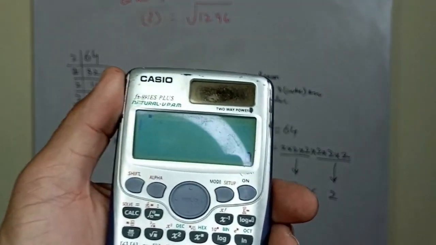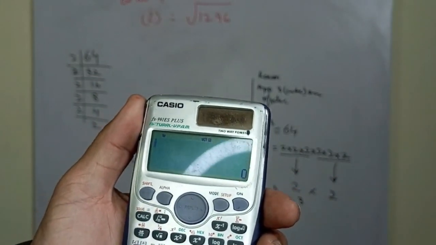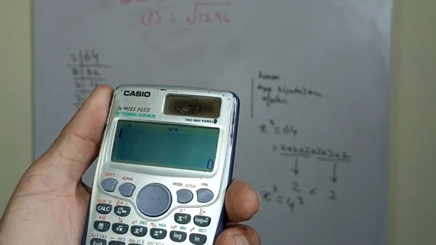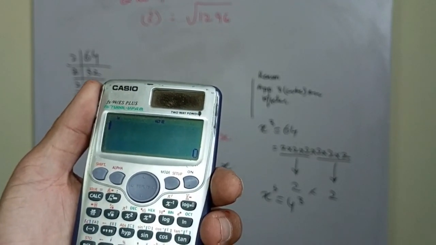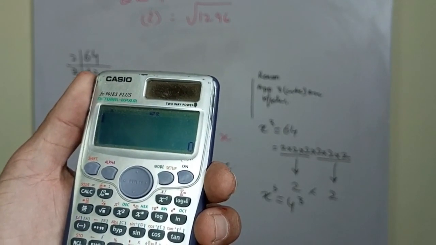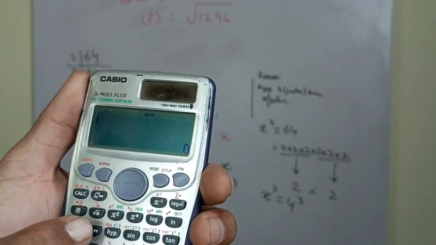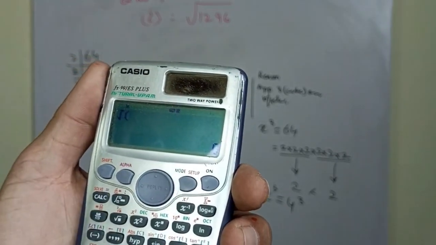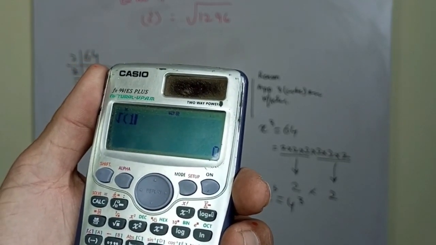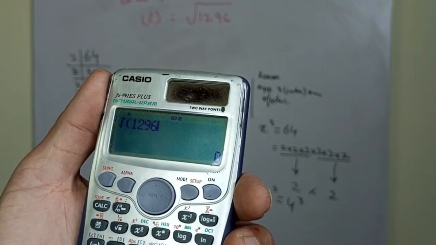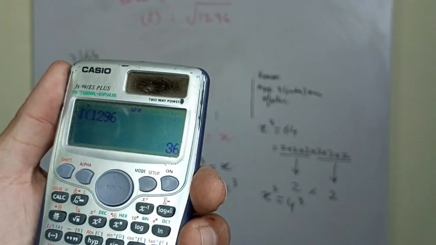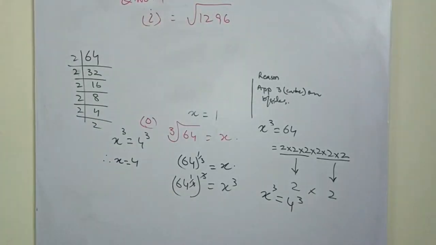Now you see here what happens. What I have to find is the root of 1296. Here you can see the symbol of root. I just press this symbol of root and then write 1296, and then I go to the equal sign, and here you can see it comes as 36. So the answer is 36 for this question.